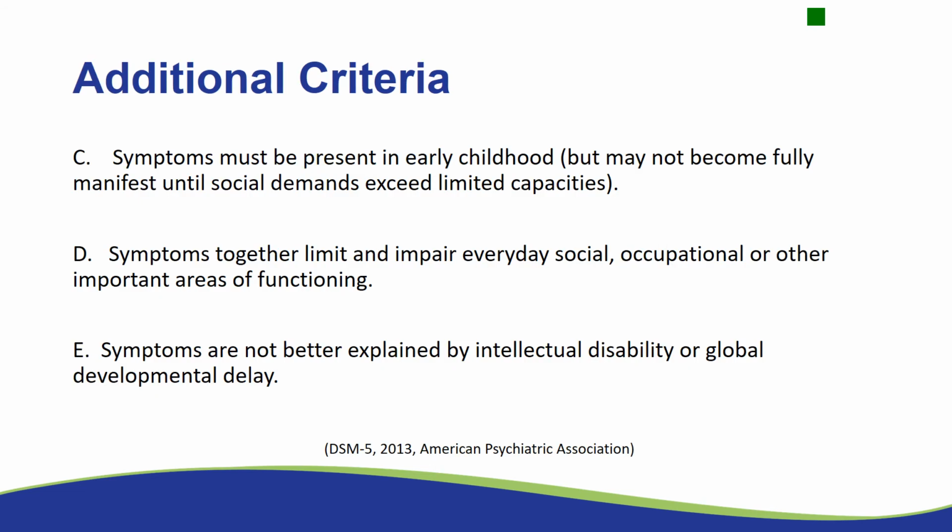The DSM-5 has included additional criteria. We expect to see signs and symptoms appear in early childhood, but for some, we may see a child who develops adequate skills in the social communication area through interventions, but as they get older, the development of age-appropriate skills may begin to lag behind.